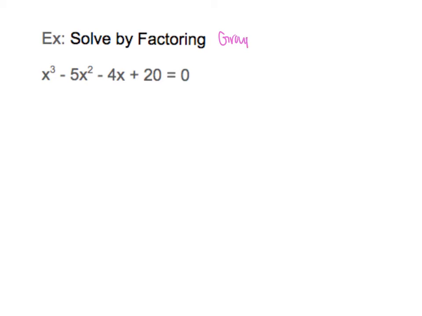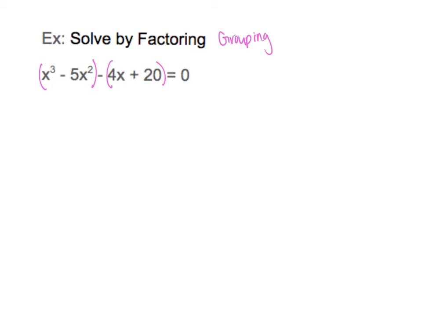Grouping works great when you have more than 3 terms. In this case, notice how your exponents are also in order from highest to lowest: third, second, first, and then your constant. So you want to use grouping to factor. When you group, you want to put 2 terms in each group or parentheses. So I'm going to group these two and then these last two.